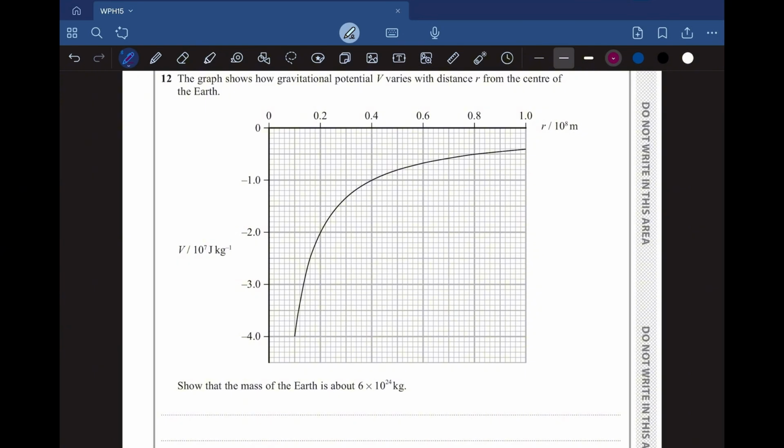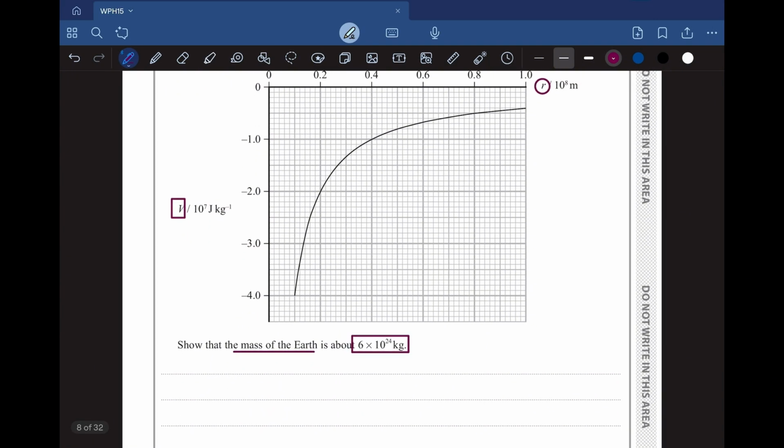Question number 12 says the graph shows how gravitational potential varies with distance r from the center of the earth. Show that the mass of the earth is about 6 into 10 to the power 24 kg. Alright, so they have given us the potential in the y-axis and the radius in the x-axis, and they have asked us to figure out the mass of the earth.